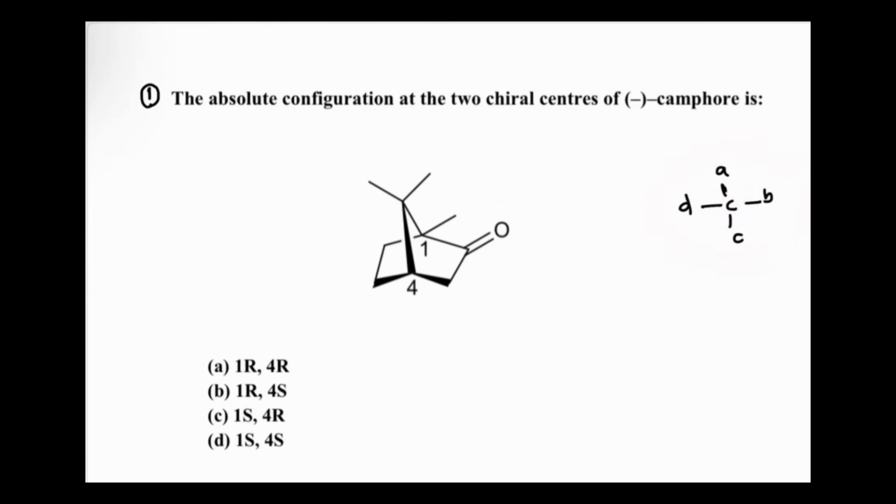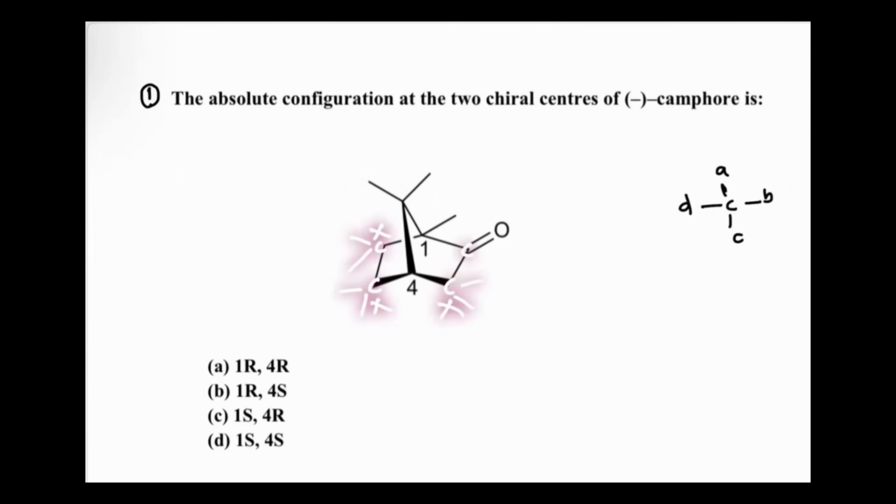Okay. So here in camphor, if you take this carbon and this carbon, both contain three hydrogens, so they are achiral. Now, if you take this carbon, it contains the same methyl substituents on this carbon, so it is also achiral. Now this carbon contains two hydrogens, so achiral. This carbon also has two hydrogens, achiral. This carbon also two hydrogens, achiral.